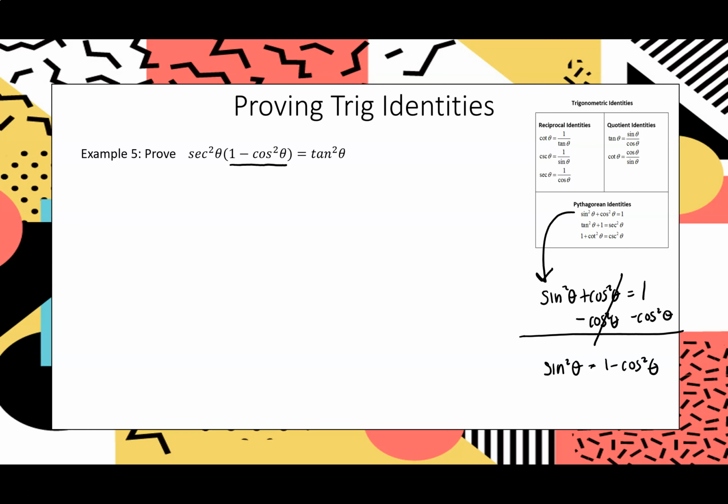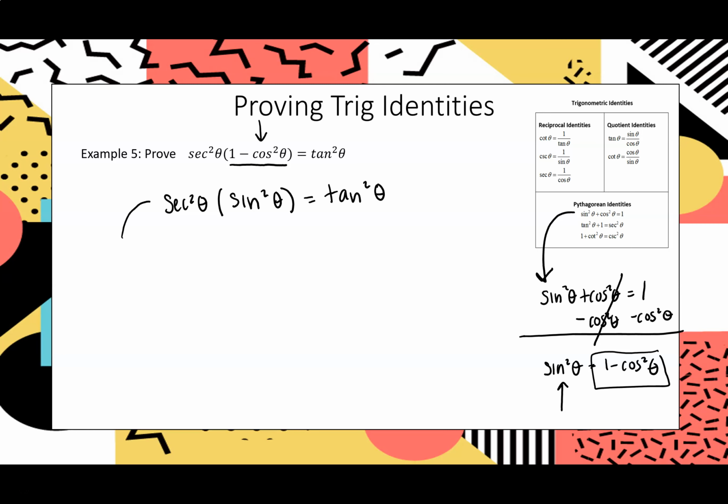Okay, so what does that mean? That means if I have 1 minus cosine squared theta here and here, I can replace it with a sine squared theta. So this is going to give me secant squared theta times sine squared theta is equal to tangent squared theta. Again, not changing the right side. Hopefully you have the right idea here. What do you think we could do next?